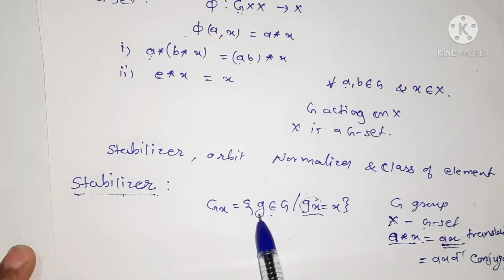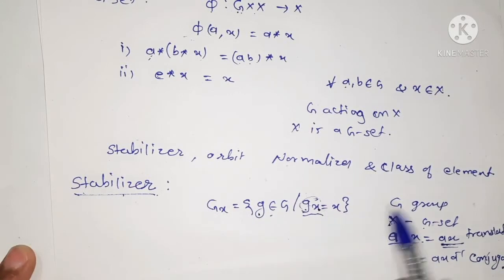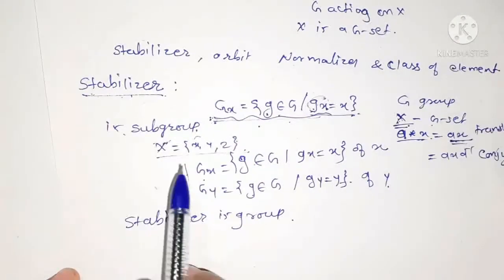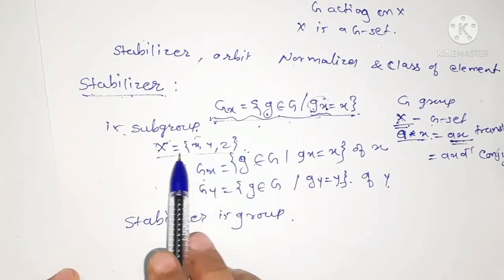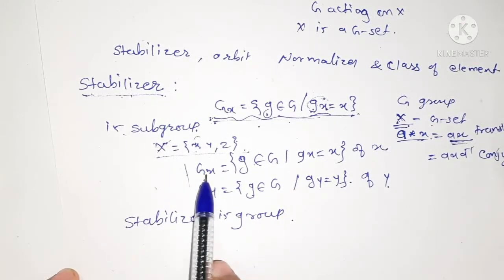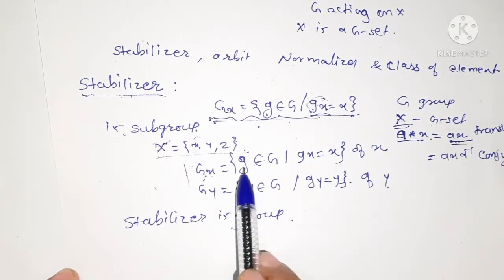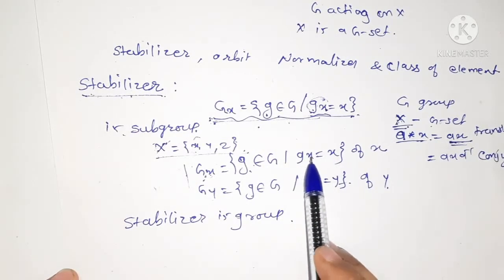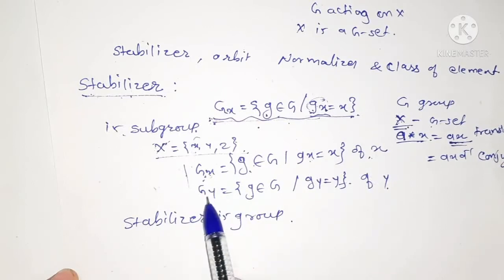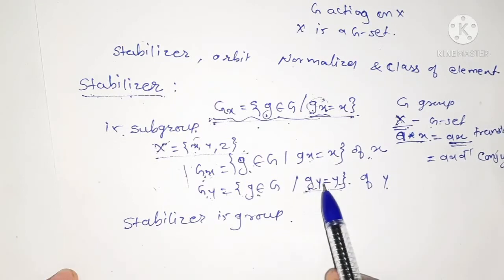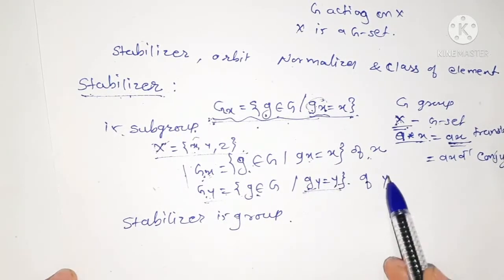The stabilizer is the set of all elements which, when applied to x, an element of capital X, give you x itself. See here, X equals {x, y, z}, that is, it contains three elements. Then G_x, the stabilizer of the small element x, is the set of all group elements which give you x itself when applied on x. Similarly, we get the stabilizer G_y, the set of all group elements satisfying gy equals y. Therefore, this is the stabilizer of y.